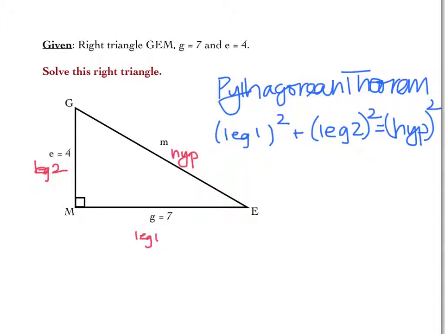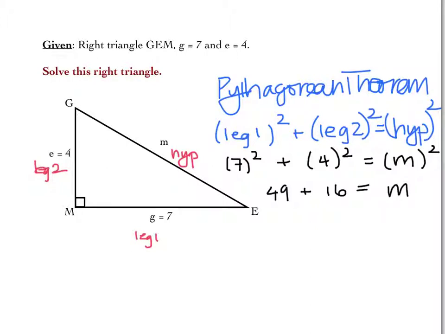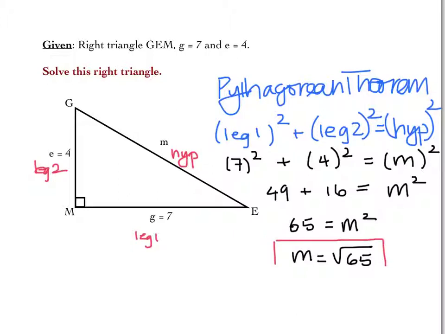Okay, so let's use our information to solve for M. So leg 1 is 7, and I'm going to square it. Leg 2 is 4. Square that, and my hypotenuse is M. I'm going to solve it. 49 and 16 is M squared. This is 65, which means that M is root 65. Now I'm going to be a good egg. I was asked to solve the right triangle, so I'm going to box off my answer.